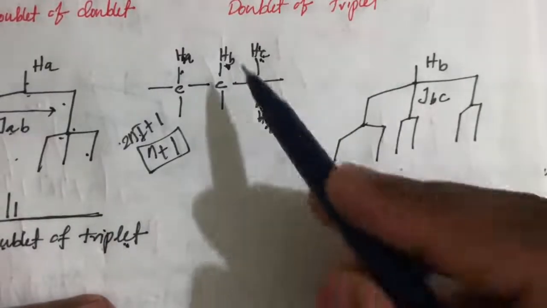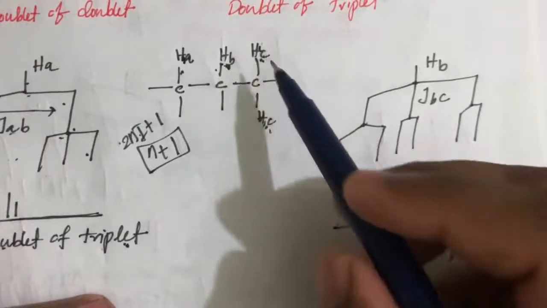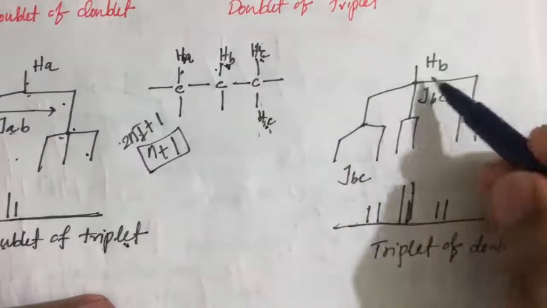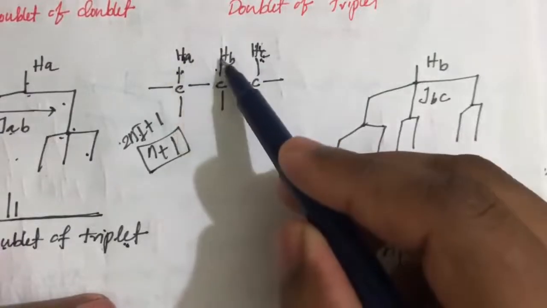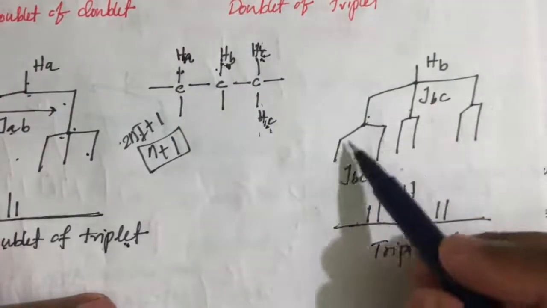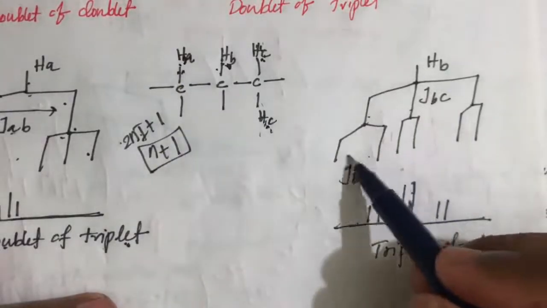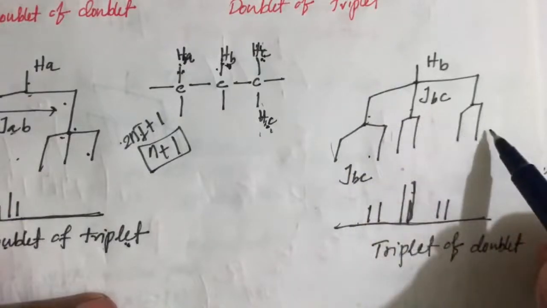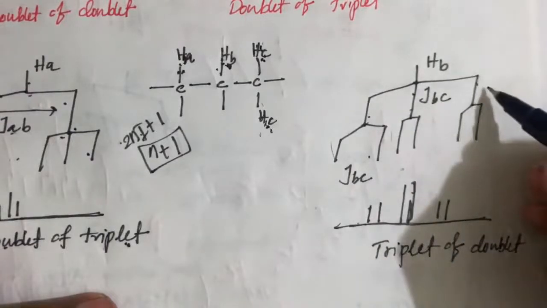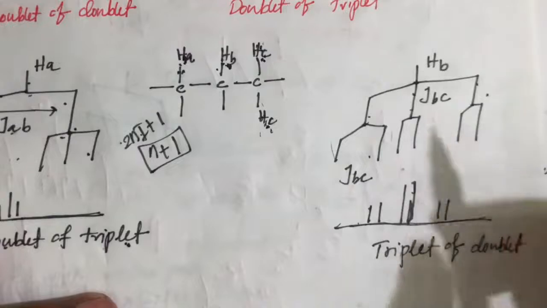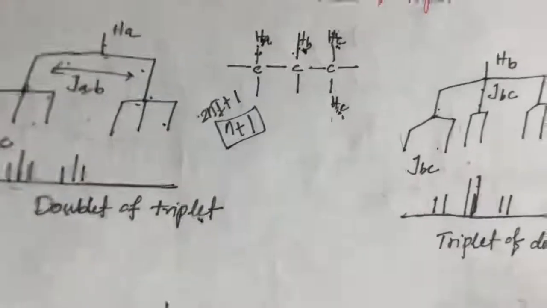First this HB is coupled with HC, so its peak is split into 3 due to 2 HC. Then HB is coupled with HA, so each peak splits into 2 due to HA coupling. That gives you a triplet of doublet. First it is split into a triplet, then it is split into a doublet. That's why it is called a triplet of doublet. Okay, so the concept is clear.